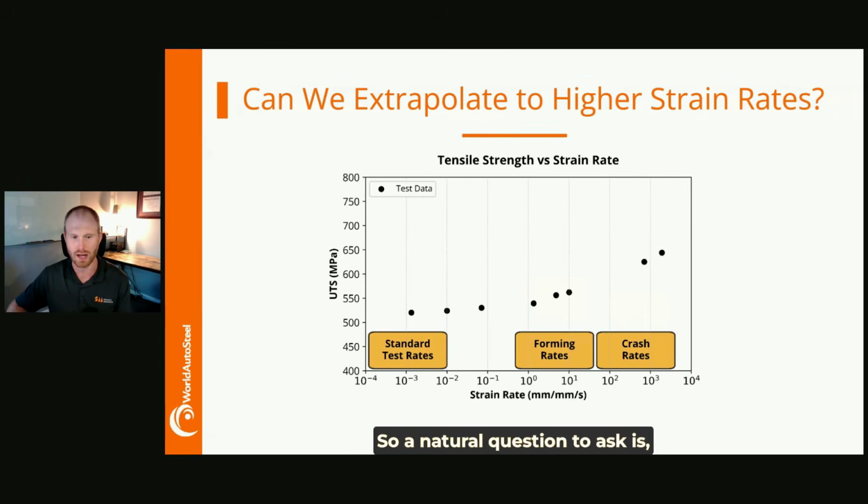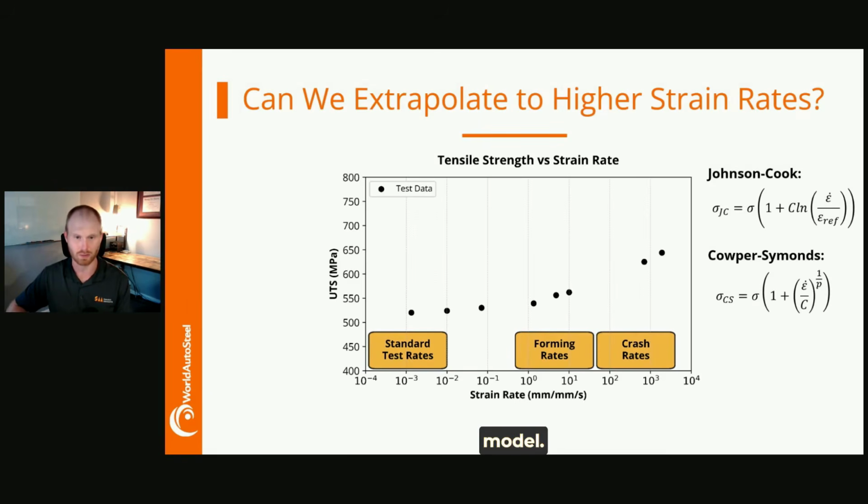So a natural question to ask is, well, could we extrapolate to higher strain rates? In general, the answer to this is no, at least not consistently well. This is because many steels have an increase in strain rate sensitivity at around 10 to the 0 per second. Two common models used with strain rate sensitivity are the Johnson-Cook model as well as the Cowper-Symonds model.